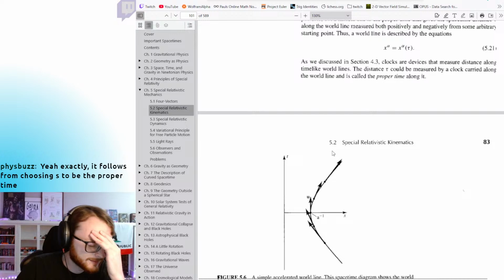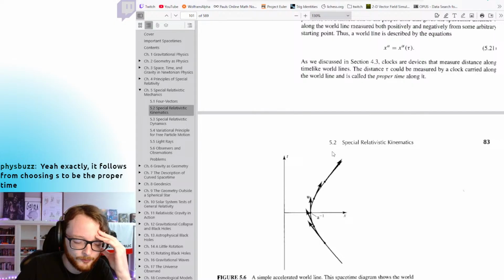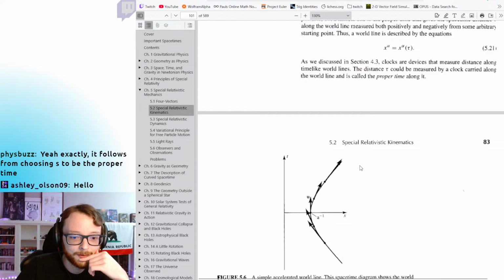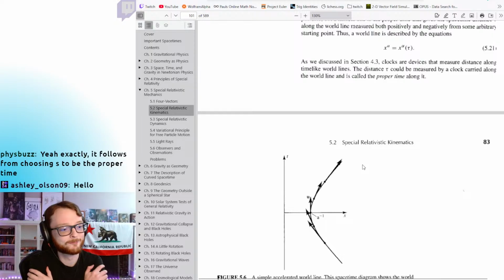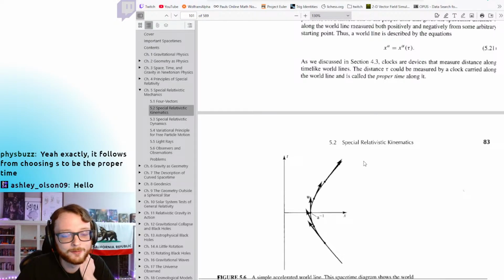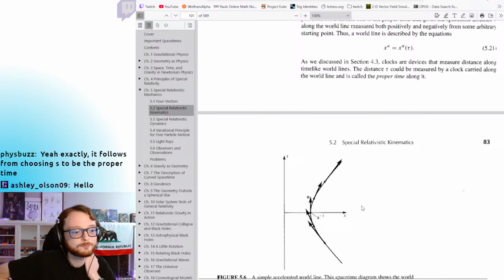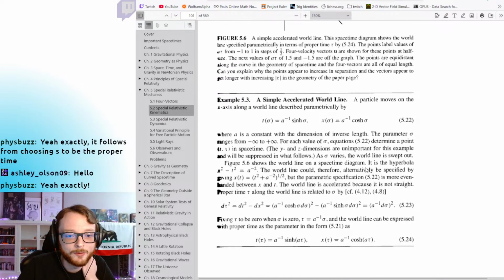In calculus, it's somewhat common. I don't think it's always taught, but they sometimes make students calculate the arc length of a curve and then parameterize the function in terms of arc length rather than in t. Yeah. That might be a similar idea. Arc length parameterization. Yep. Hey Ashley. And tau is just the arc length, I think. Example 5.3 felt like that. Just saying, example on page 83. 5.3. Yeah, they are doing exactly that.